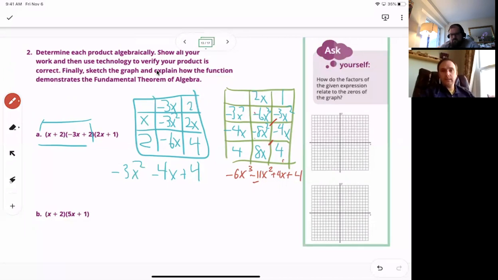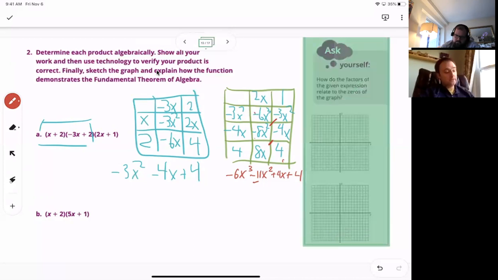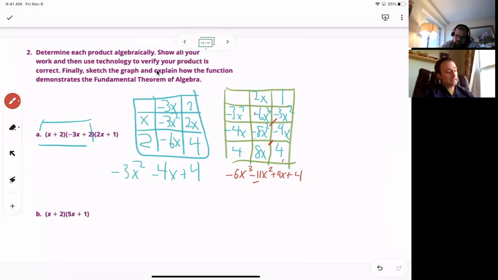So I'm going to get rid of them, but I'm going to look at that question first. How do the factors of the given expression relate to the zeros of the graph? So keep that in mind, but I'm getting rid of those graphs. And here is why I don't like that graph. I want this graph. It has nothing on it. The other one had too many lines. It was too confusing because I don't care about the specifics. I care about a sketch.